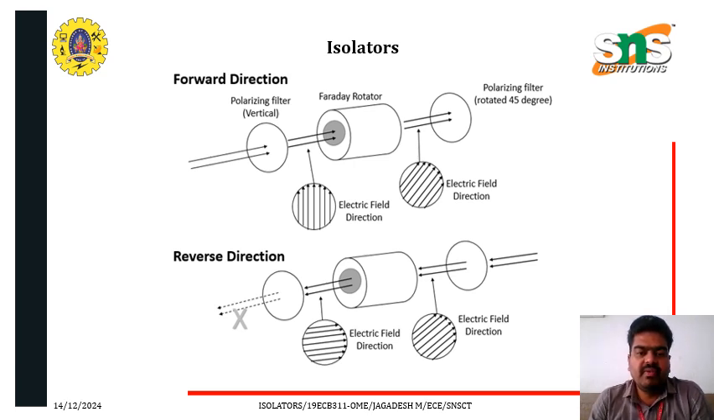What we discussed in the previous slide is shown in this slide as a diagram. In the forward direction, a polarization filter is there in a vertical orientation, and a Faraday rotator is there, and a polarization filter rotated 45 degrees. We have the electric field direction. So this is the forward direction. In the reverse direction, the output comes to the input side, as mentioned by the arrow marks. The difference between forward and reverse direction is shown by the arrow marks in this diagram.